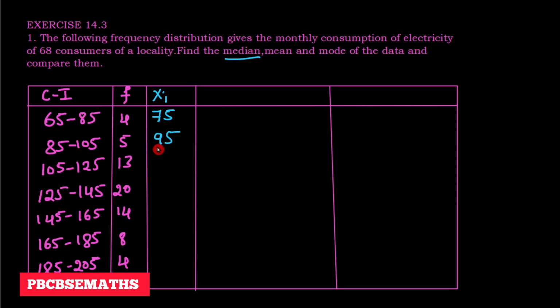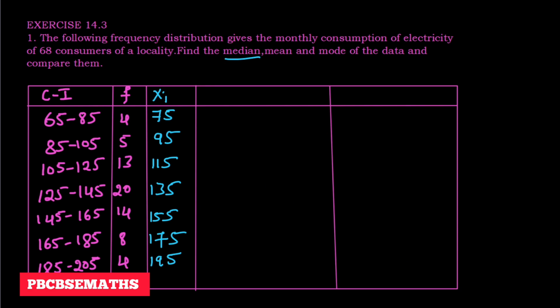In the same way, here it is 105 plus 125, which is 230 divided by 2, that is 115. So let's write that 115. Now here it is 135, then 155, then 175. At last it is 195.